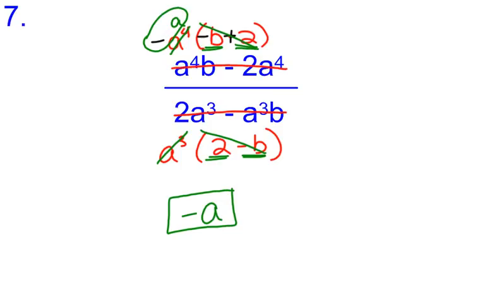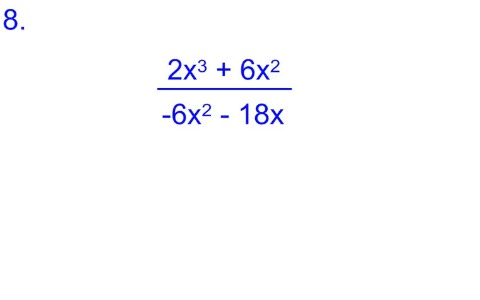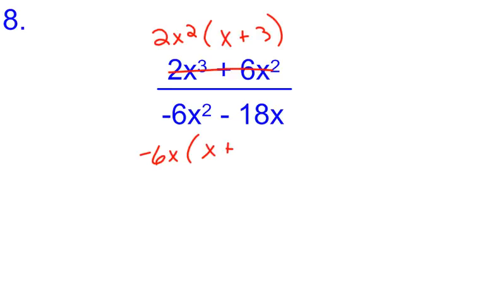So now number 8 is similar to that. I want you guys to try number 8. So pause the video, see what you get, and then we'll do it together. In 8, when I take out my greatest common factor, I get 2x squared. So I'd have x plus 3. And then in the denominator, I would actually probably choose to take a negative 6x out, just because I see that negative sign in the beginning. So then I have x plus 3, because a negative divided by a negative is a positive.